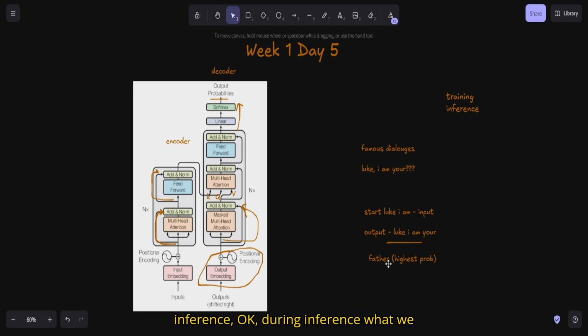But during inference, we have already trained the model, and we push our input. Let's say "who is Luke's father?" Then the output will give me "I", meaning me. I am Luke's father. So this is the main thing, how a transformer basically works in detail.